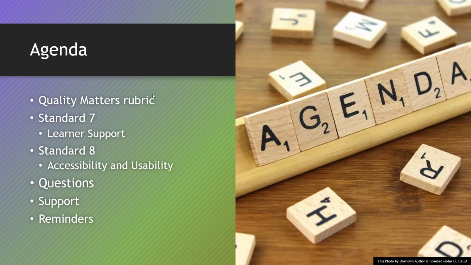Now, I do want to let everybody know that today when we talk about Standard 8, accessibility and usability, we're not going to specifically tell you how to do certain things. We're going to tell you what you should be doing. If you don't know how to do something that we've discussed today, you can always email us and I'll give you that information later on in the session. And we can either have a one-on-one session to show you how to do something for accessibility, or we can send you the step-by-step instructions for that.